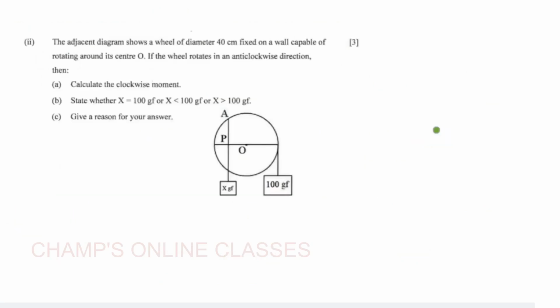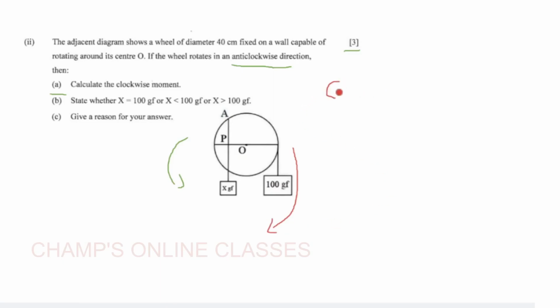Our next question is for 3 marks. The adjacent diagram shows a wheel of diameter 40 centimeter fixed on a wall, capable of rotating around its center O. If the wheel rotates in the anti-clockwise direction, then they have already told us it is going to move in the anti-clockwise direction. Now the first question is to calculate the clockwise moment. Who is producing the clockwise moment? This 100-gram force is trying to rotate this wheel in the clockwise direction.